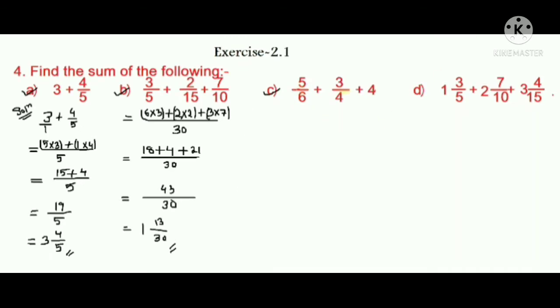Question number C. Okay, so there what do we have? 5 by 6, 3 by 4 plus 4. So same here, you see their denominator is not there, that means they have 1. Okay, so in the solution, what will you do? You will take the LCM of the denominators, right? So here in this case we will write their denominator as 1.